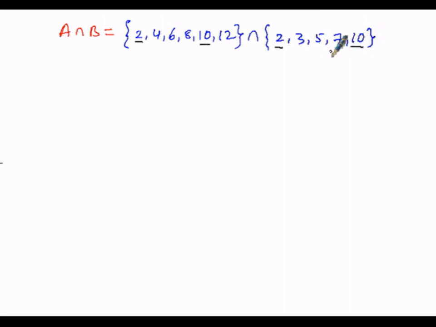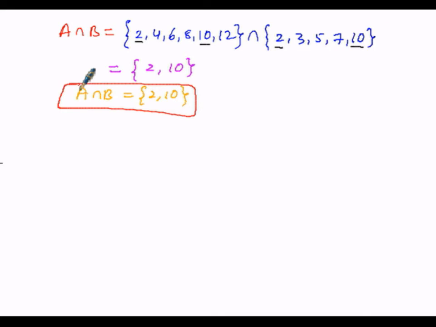So only 2 as well as 10 occur in both the sets. The common elements are 2 and 10. Hence 2, 10 are the elements of the set A intersection B. In this manner I got A intersection B elements as 2, 10.